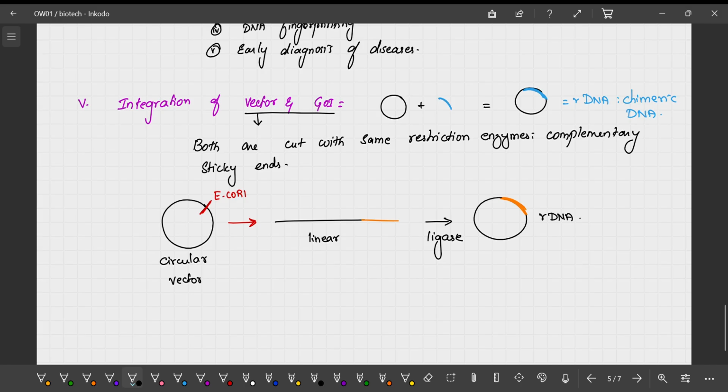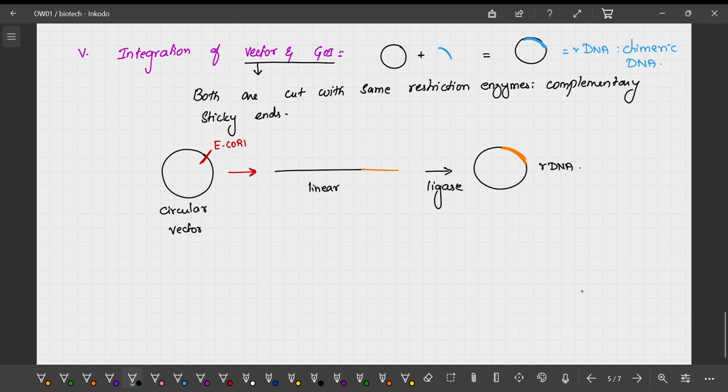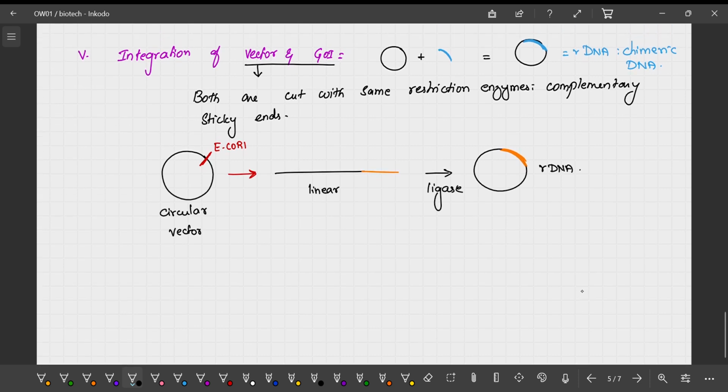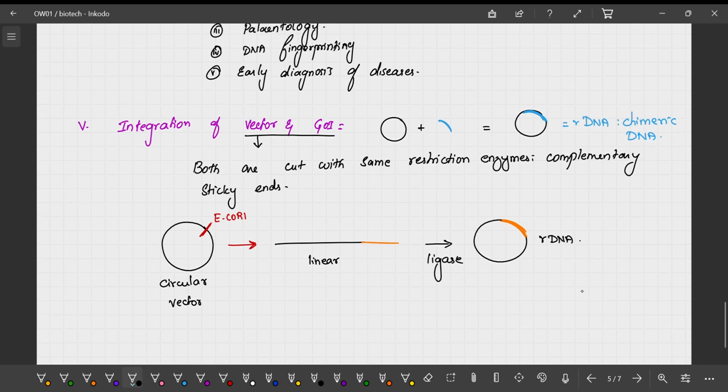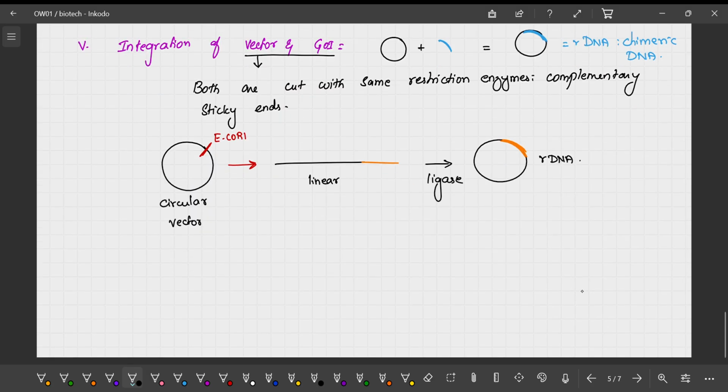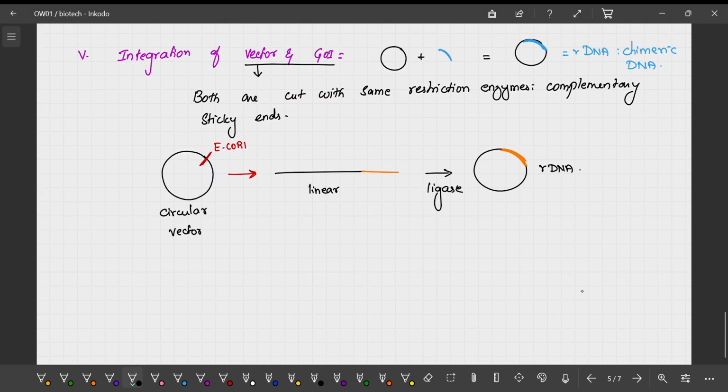So the next step, we know that we are going to put this into the host organism. How we are going to integrate it or enter it into the host organism is our next step. Did you all understand this part, integration of vector? This is the whole half of the lesson. Where we cut the vector and the gene of interest with the same restriction enzyme, and then that gives us the rDNA.